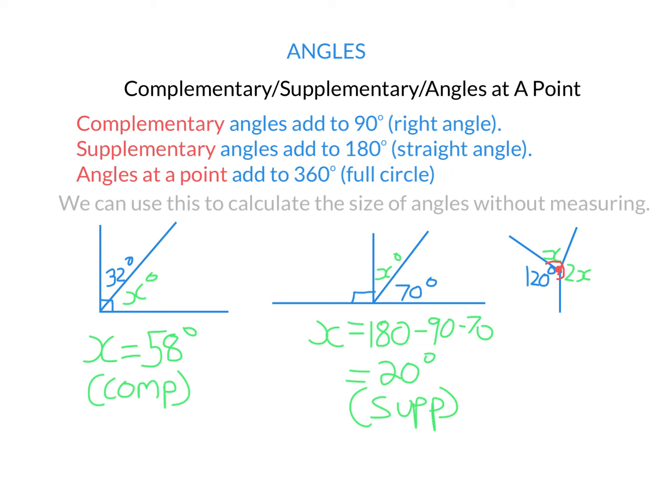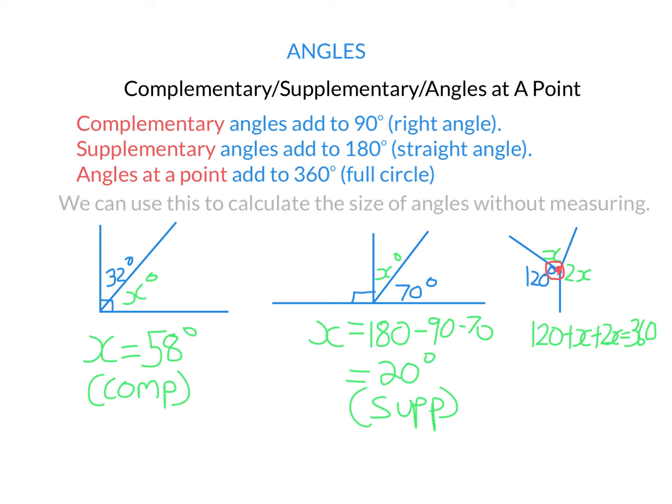If you add all three of these angles together, they make a full circle, and a full circle is 360 degrees. So this one's a little bit harder because we've got x in more than one spot. But what we do know is that the 120-degree angle plus the angle marked x plus the angle marked 2x must add up to 360, the reason being angles at a point. So basically what this is saying is this angle is 120 degrees, this angle we don't know, but this angle is twice as big as this one.